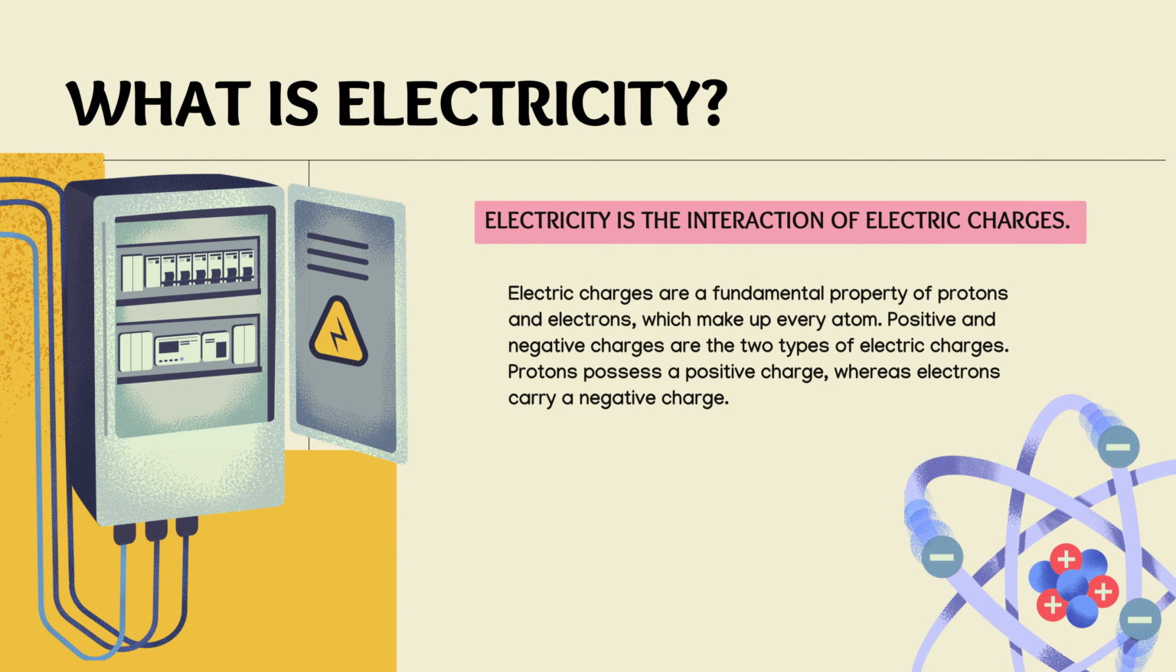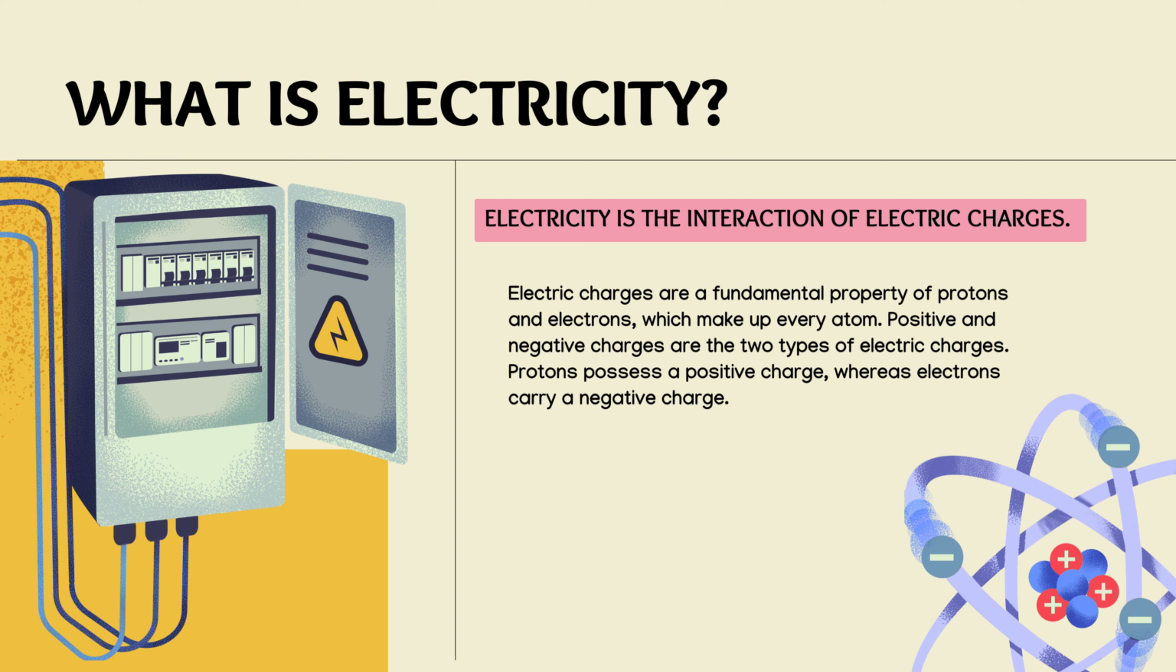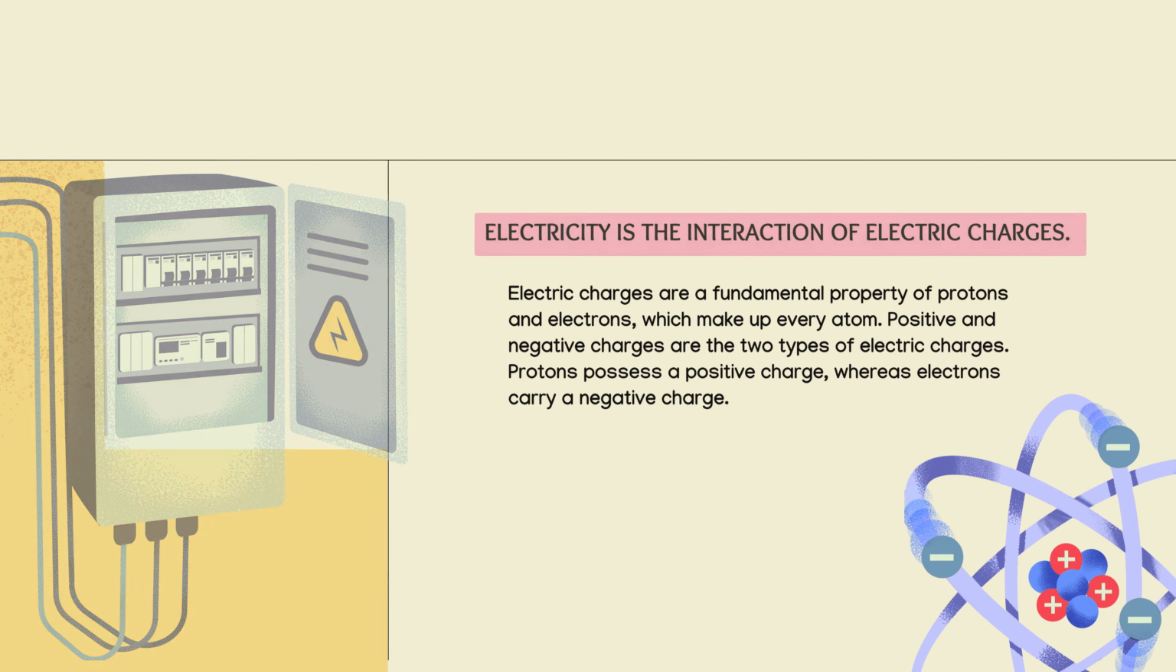Electricity is the interaction of electric charges. Electric charges are a fundamental property of protons and electrons, which make up every atom. Positive and negative charges are the two types of electric charges. Protons possess a positive charge, whereas electrons carry a negative charge.